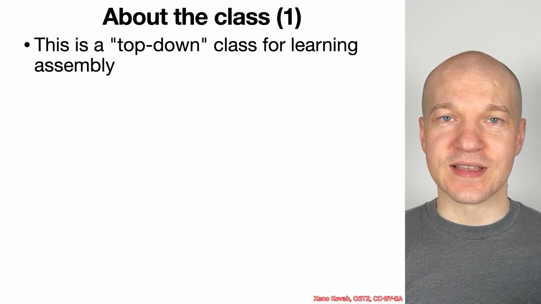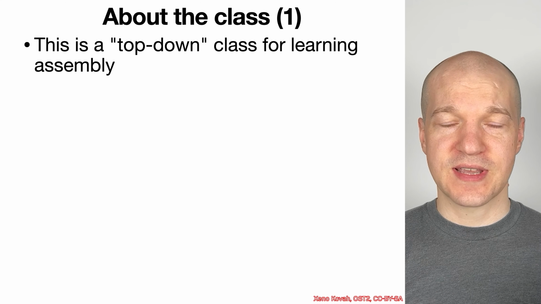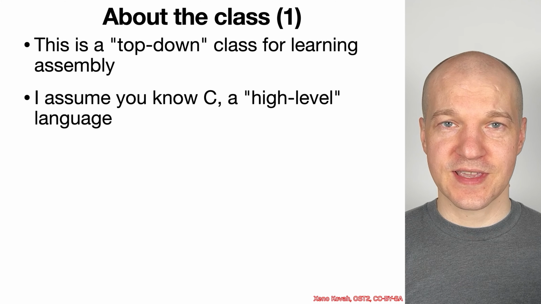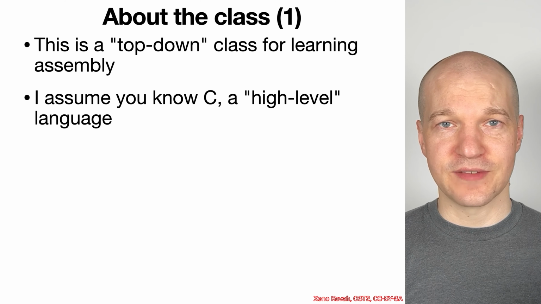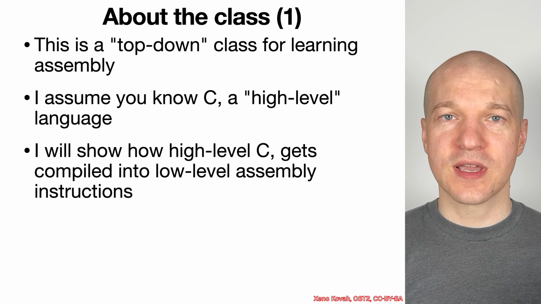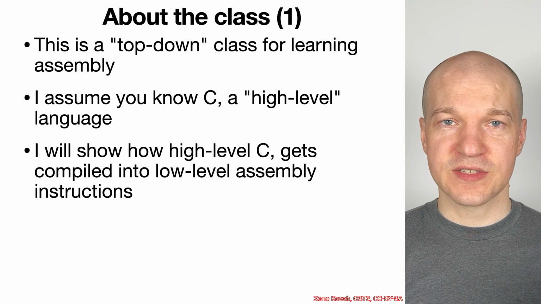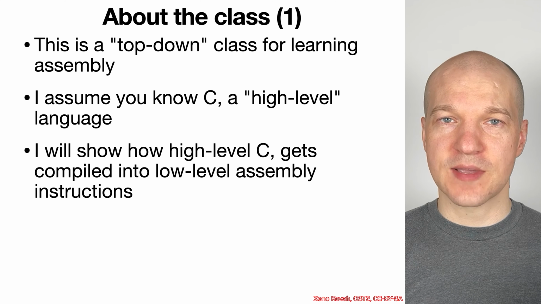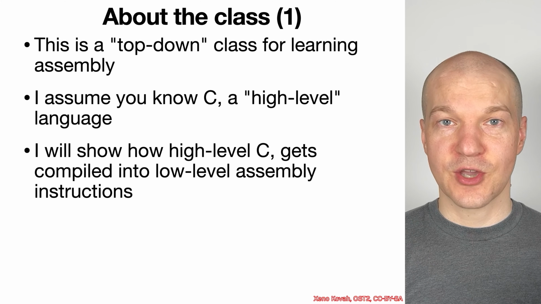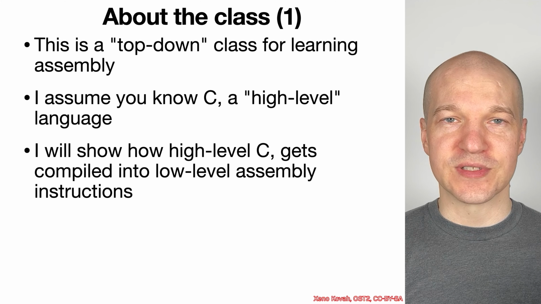So about this class, we are going to be doing a top-down class in which I assume that you know a high-level language like C, which is one of the lowest level high-level languages you can use, and we're going to use C source code, compile it, generate RISC-V assembly, and learn about the new assembly instructions as we see new elements of C code introduced in our new examples.